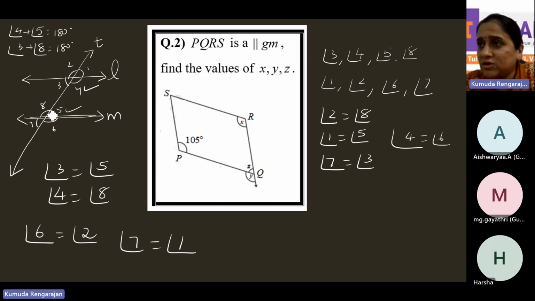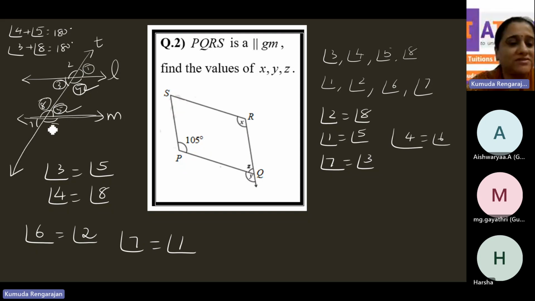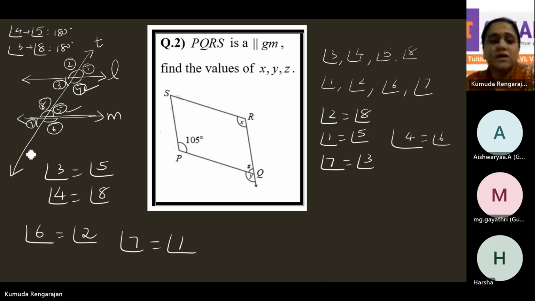Co-interior angles are supplementary. Co-exterior angles are supplementary. Corresponding angles are equal. Alternate interior angles are equal. Alternate exterior angles are equal. So co-interior angles, once again: angle 4 plus angle 5 is equal to 180. Angle 3 plus angle 8 is equal to 180. Angle 1 plus angle 6 is equal to 180. Angle 2 plus angle 7 is equal to 180.